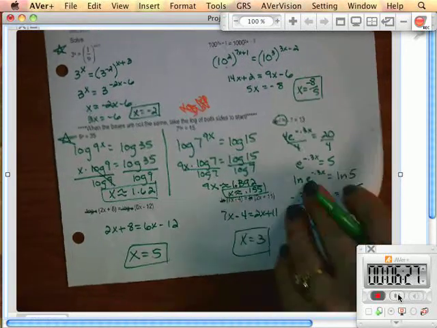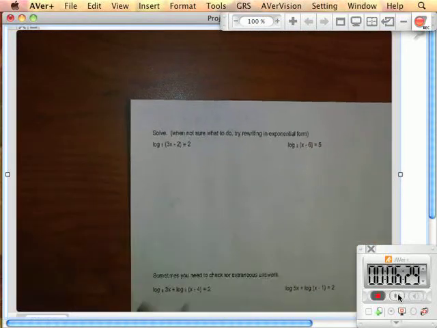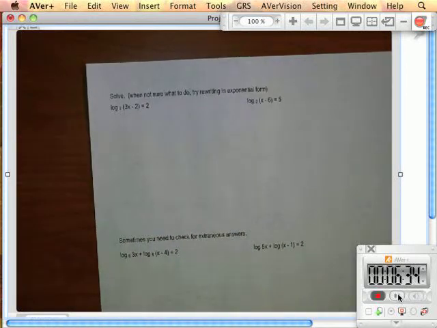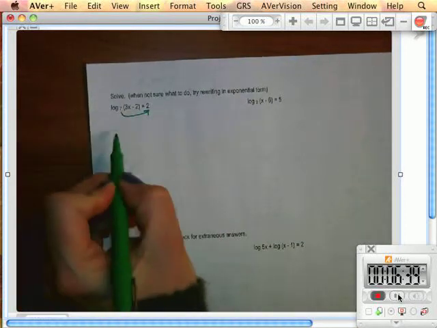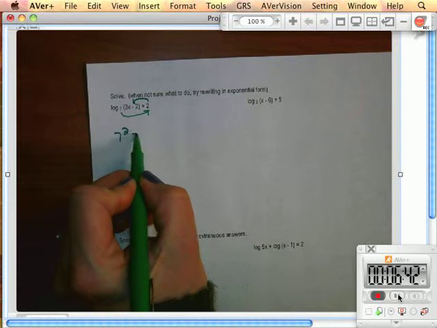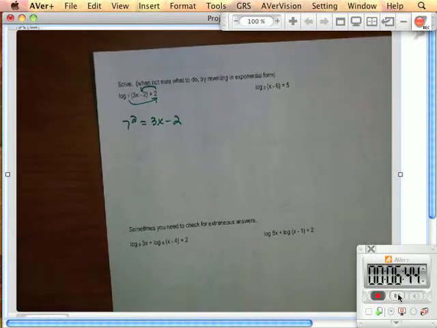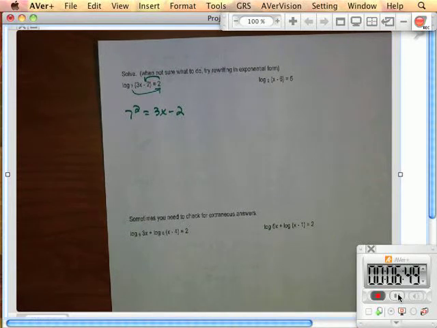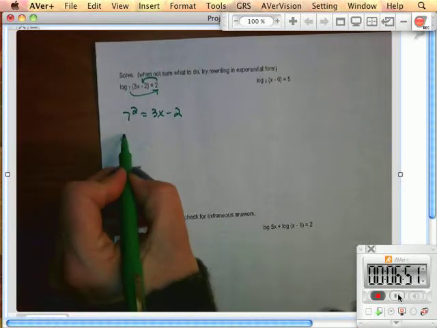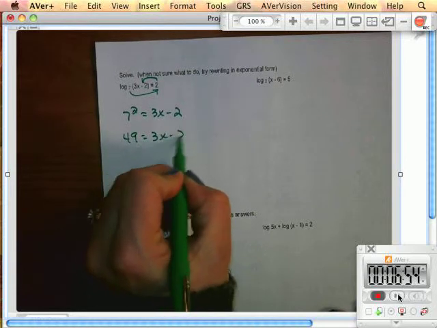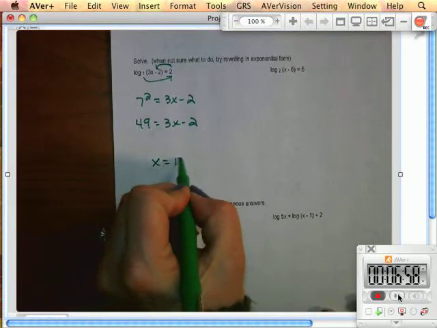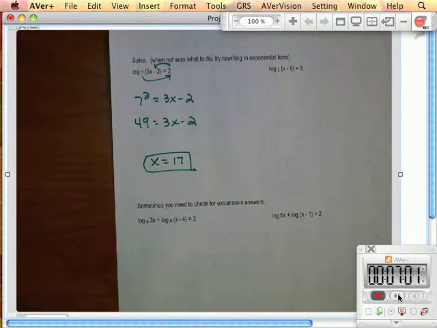All right, next thing. Solve. When not sure what to do, try rewriting in exponential form. So let's try rewriting in exponential form and see what that does for us. I don't know what else to do right now. So it's going to be this, 7 squared equals that. Oh, look how pretty that is. I rewrote in exponential form, I can work with that. 49 equals 3x minus 2. When I solve for x, I get x equals 17. I think you all know how to solve an equation for x, so we won't work through that completely.